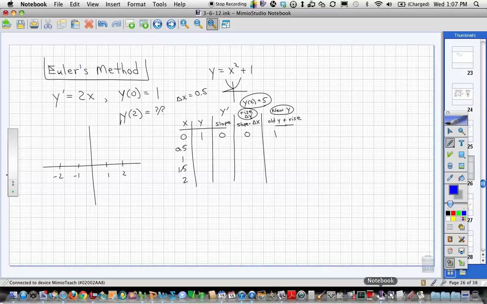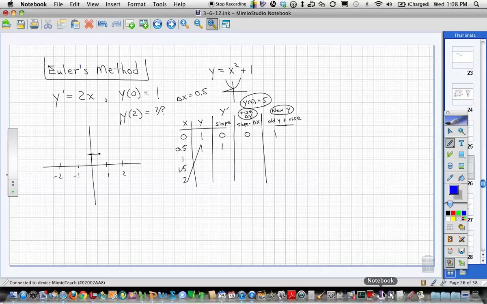So now my new y is 1. So I just come down to my next row and I stick that right there. So that's the point I'm now at. And you can imagine what's happening based on what we did on the PowerPoint. We went from there to there. So now what? We need our slope. So we take our 0.5 and we plug it into our differential equation. 2 times 0.5 is 1.